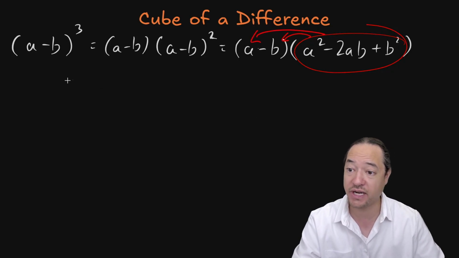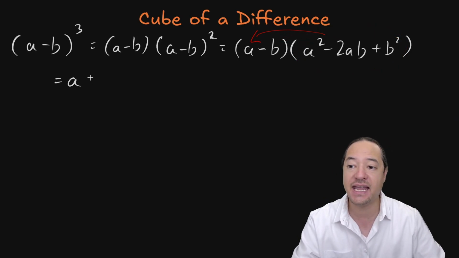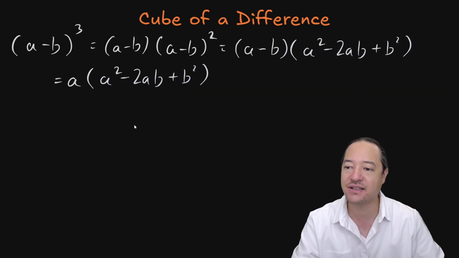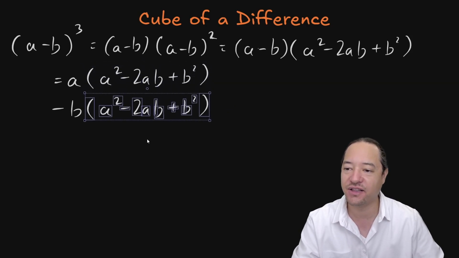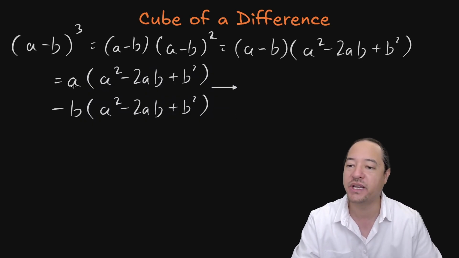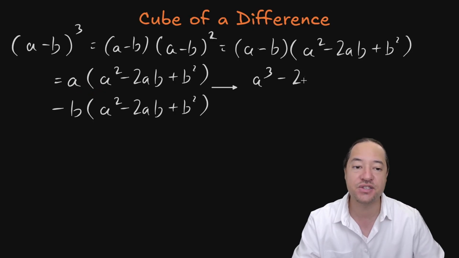And so we're going to wind up with a multiplied by all of this. And then we're going to get here a minus b multiplied by all of this, okay? And now what we can do is distribute the a into this parentheses, and so we're going to get an a cubed minus 2a squared b plus ab squared.